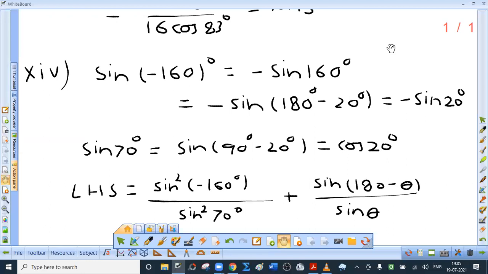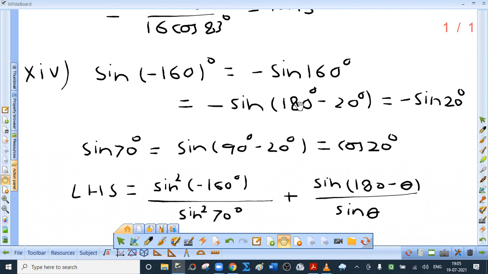Fourteenth, prove that sine square 160 degree upon sine square 70 degree plus sine of 180 minus theta upon sine of minus theta is sec square 20 degree. Now, what is sine of minus theta? Minus sine theta. Now, 160 degree is the supplement of 20 degree. Now, you will ask me, why not keep 160 as it is? The reason is simple. On the right hand side, which angle do we need? 20 degree. That is why.